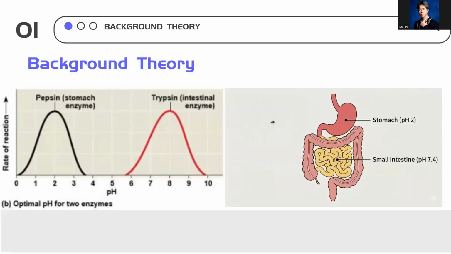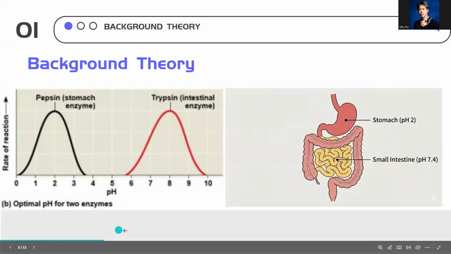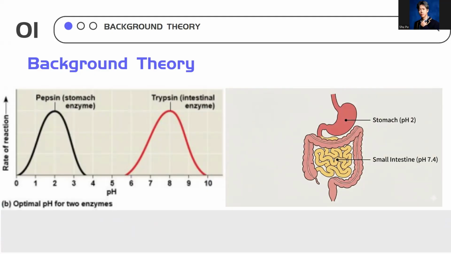Let's start with the biology. We know from Lecture 16 that enzymes are extremely sensitive to the environment, especially to pH. Please look at the graph on the left. This is a classic example comparing pepsin and trypsin. Pepsin, the black line, loves acid. It works best in the stomach at pH 2. Trypsin works in the intestine and survives at a neutral pH around 8.